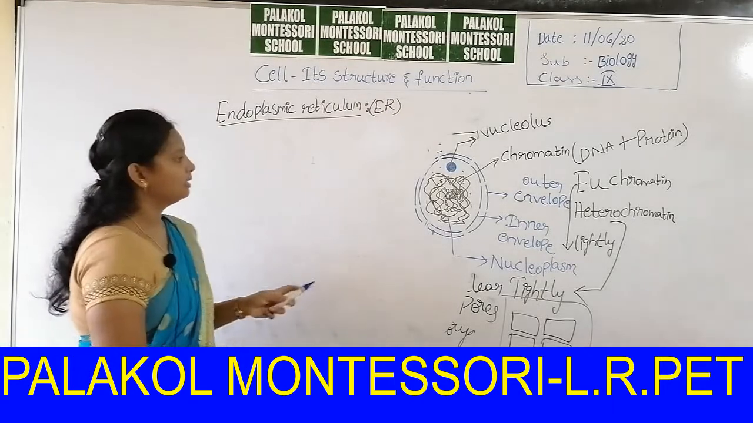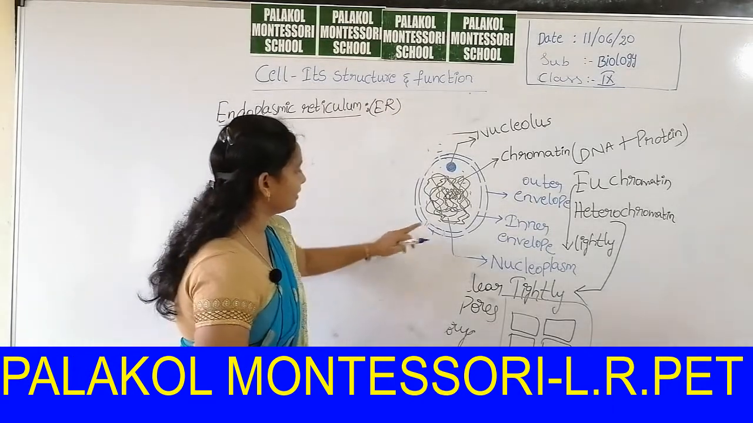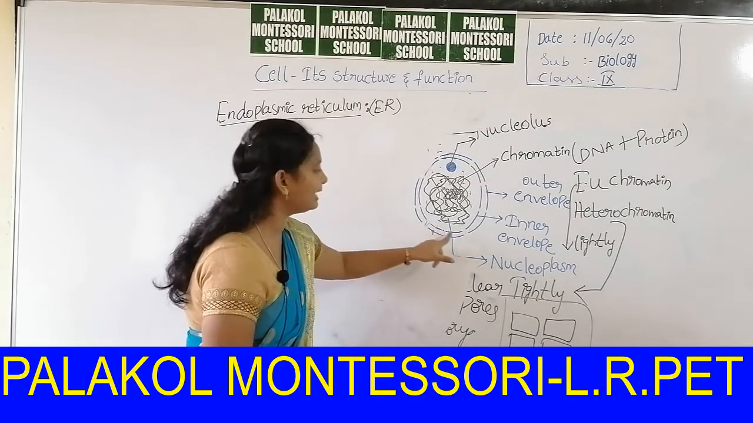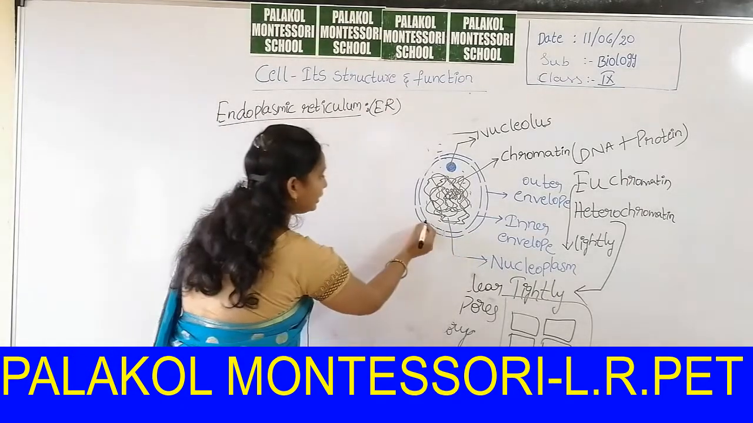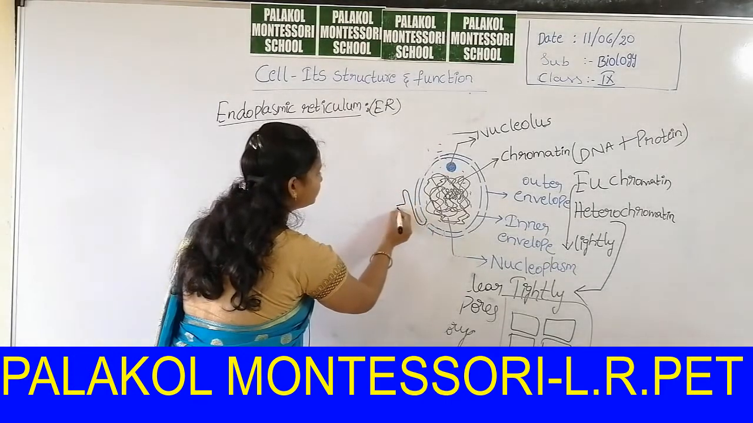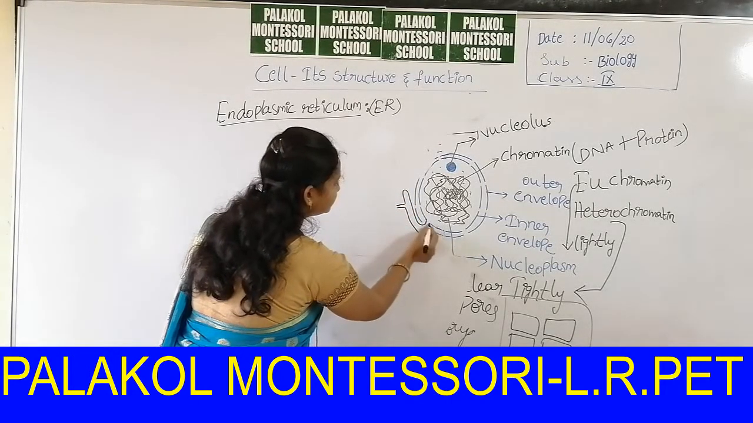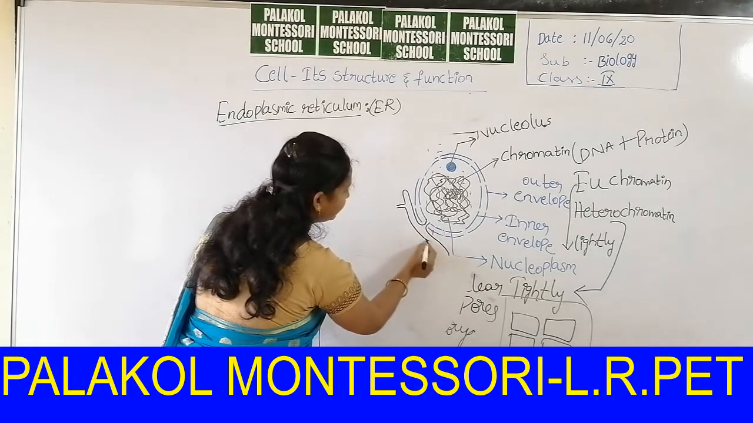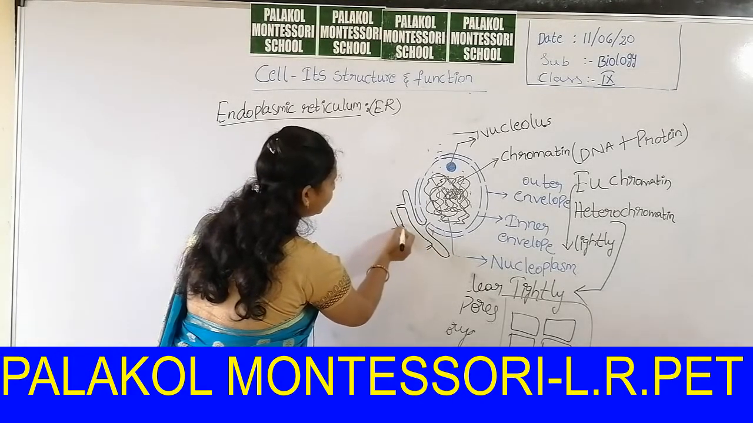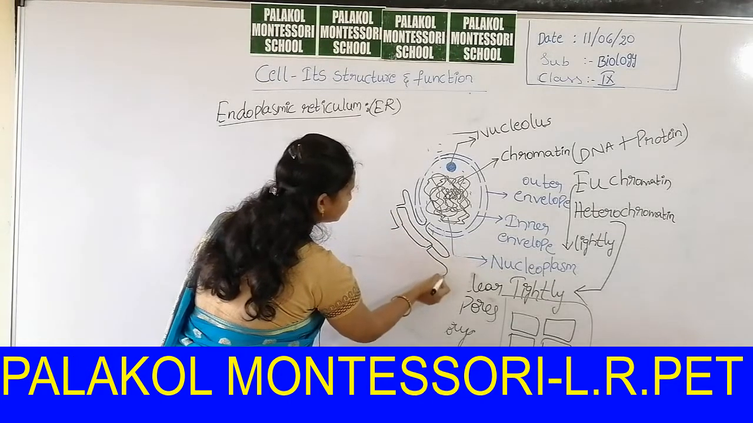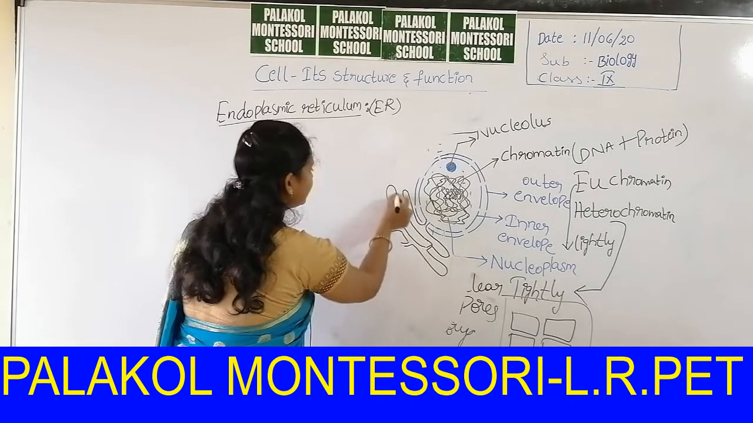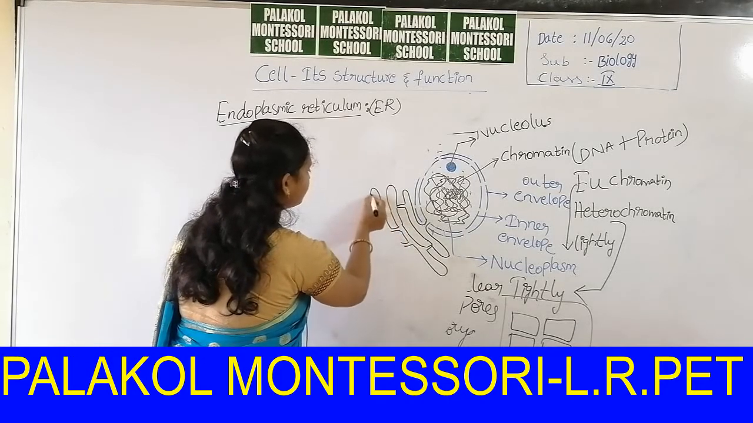Endoplasmic reticulum. The inner layer of the nuclear membrane, the inner layer of the nucleus, is continued with a number of channels. These tube-like systems are called endoplasmic reticulum.